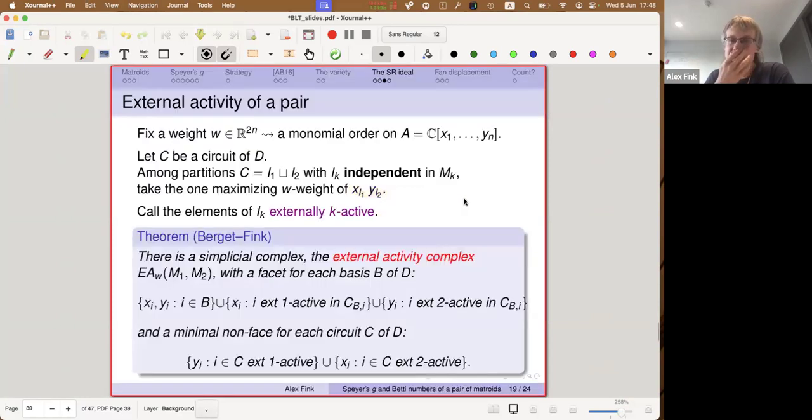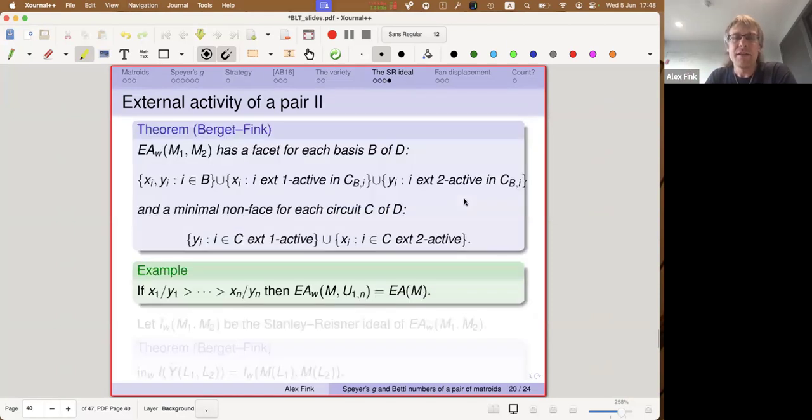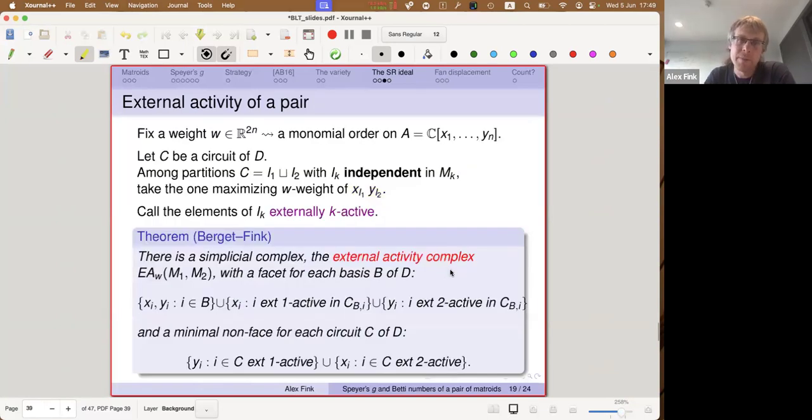And so then we sort of play the same game as before. Maybe I'll jump ahead 2 slides because I want to say that this is a generalization of what Ardila and Boocher are doing. I should keep the definition up. Well, we want to play the same game. There exists a simplicial complex on the set x1 through xn and y1 through yn for these two matroids. And again, we can describe it in 2 dual ways, either by its facets or by its minimal non-faces.